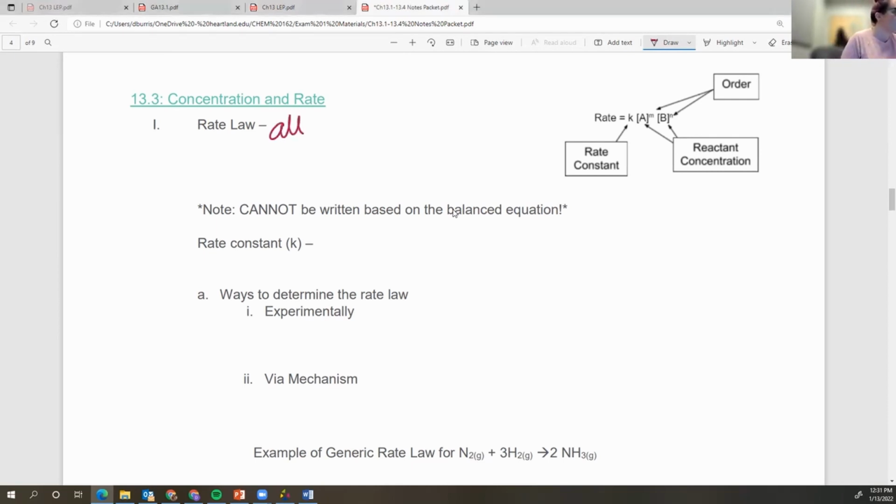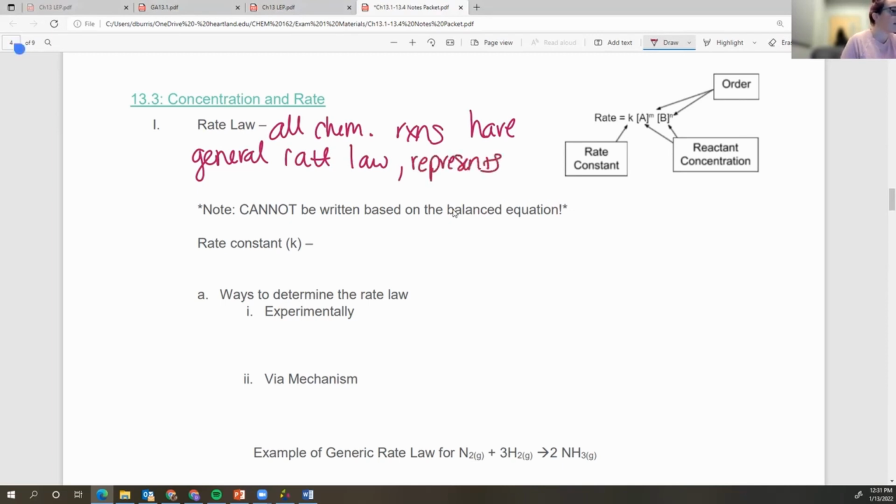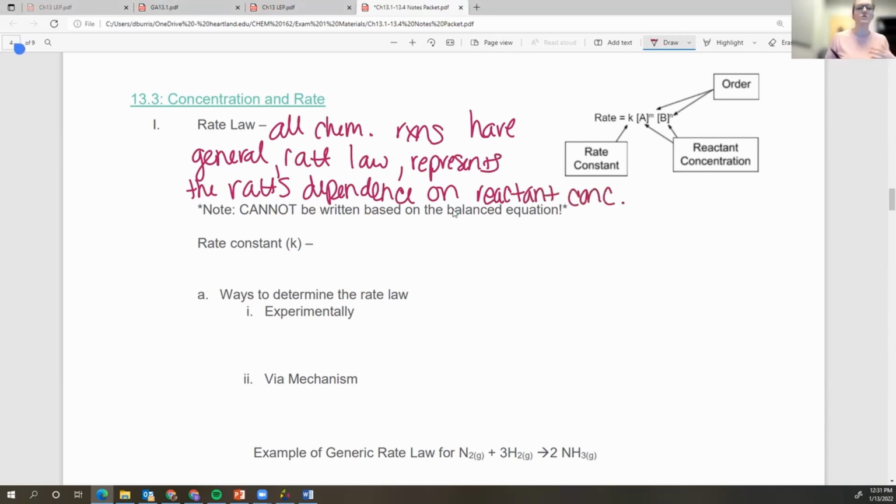Okay, so all chemical reactions have a general rate law, and what it does is it represents the rate's dependence on reactant concentrations. So the rate usually depends on the concentration of the reactants, depending on how the mechanism occurs.